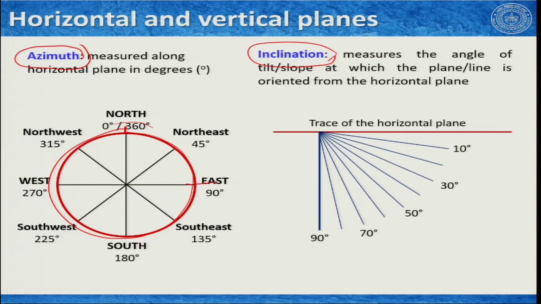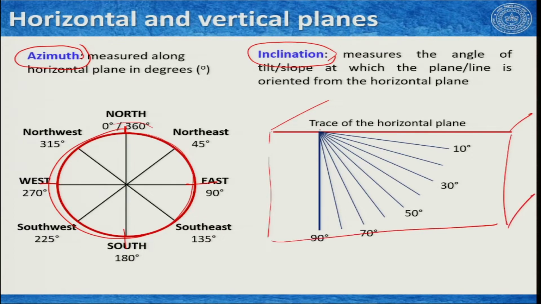So, 90 degrees defines east, 180 degrees defines south, and 270 degrees defines west. And of course, there are many degrees in between, and this is how we refer to them. In the case of inclinations, we do things in a different way. So, we have the trace of the horizontal plane. You can think of this, and then on the vertical plane, you can imagine that this is a vertical plane.